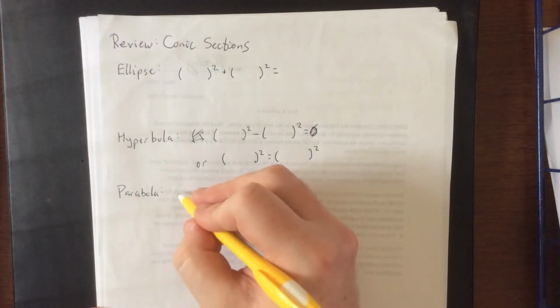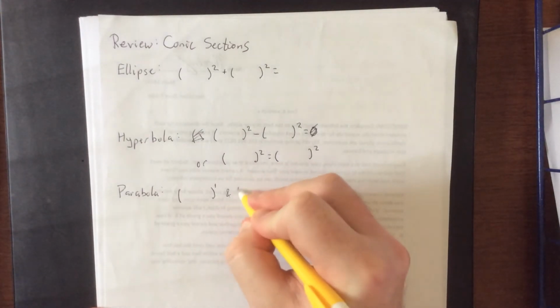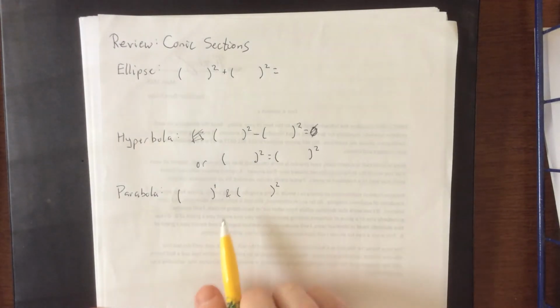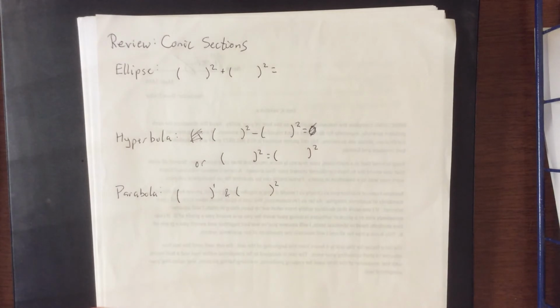As far as the parabola is concerned, one of your variables will not be squared, and one of your variables will be squared. Now, I'm writing an and, or an ampersand, in between them because it doesn't matter if they're added, subtracted, doesn't matter if they're on the same side of the equation or opposite sides of the equation. That determines the orientation of the parabola. It does not change the fact that it is a parabola.